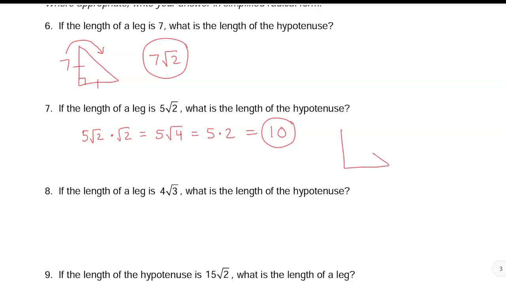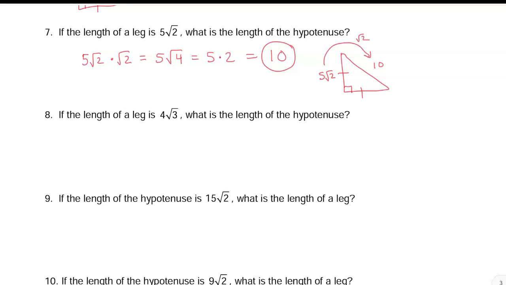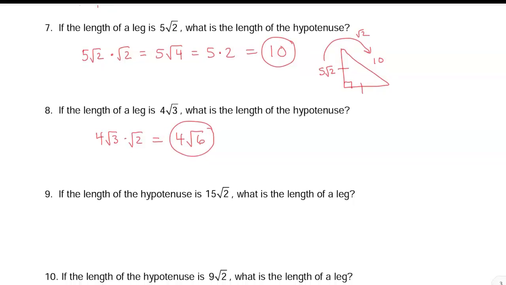If you need a drawing, make sure you mark the legs congruent, and we're going to multiply by root 2, and that gets us 10. Number 8, if the leg is 4 root 3, I'm going to multiply by root 2 to get the hypotenuse, so that would be 4 root 6. Okay, I hope you got those two correct.